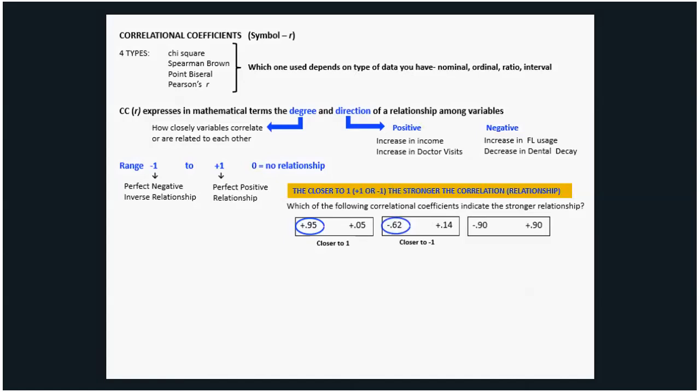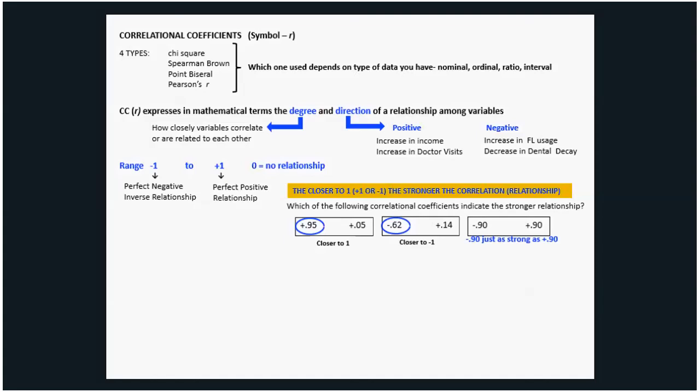How about -0.90 and +0.90? A negative 0.9 and a positive 0.9 are just as strong. There's no difference between them. It just tells you the direction you're going in. The negative 0.9 is going in a negative direction. The positive 0.9 means the variables are going in a positive direction.